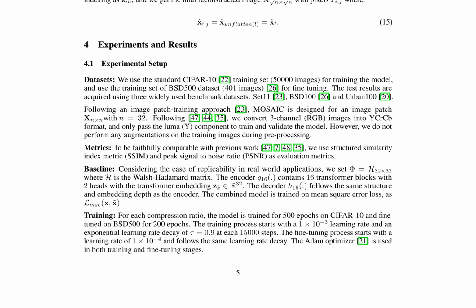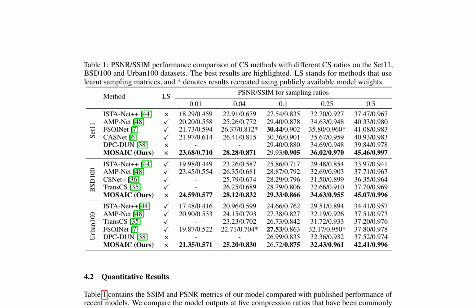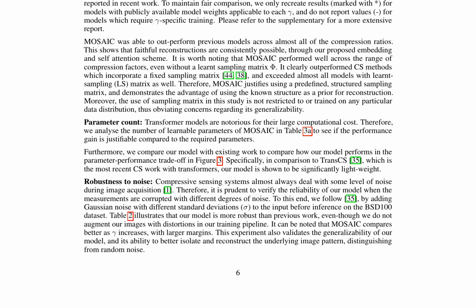The use of a predefined, structured sampling matrix as a prior for reconstruction proves advantageous, demonstrating the model's generalizability and robustness to noise. Quantitative results show that MOSAIC consistently produces faithful reconstructions across different compression factors, surpassing models with fixed or learned sampling matrices. It also has fewer learnable parameters compared to similar transformer-based models, such as TransCS, while achieving better performance.